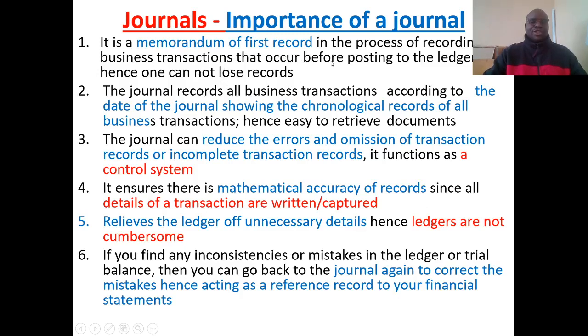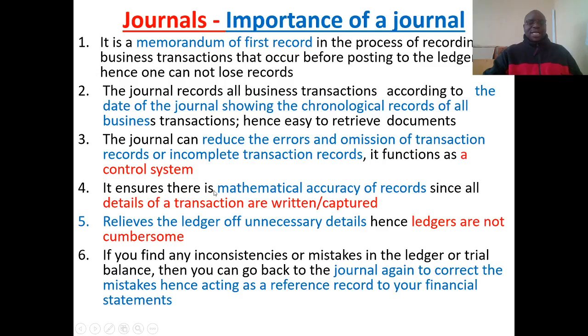The journal records all business transactions according to the date of the journal, showing the chronological records of all business transactions. Hence, it is easy to retrieve documents in the business. Journal can reduce errors and omission of transaction records or incomplete transaction records. It functions as a control tool.